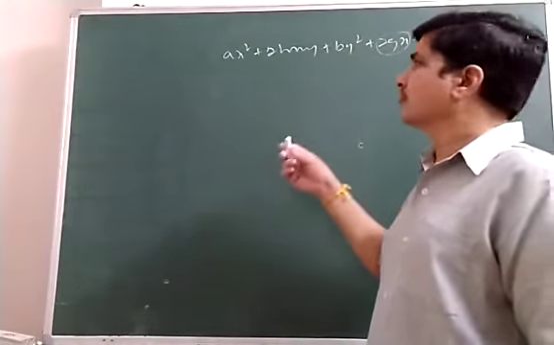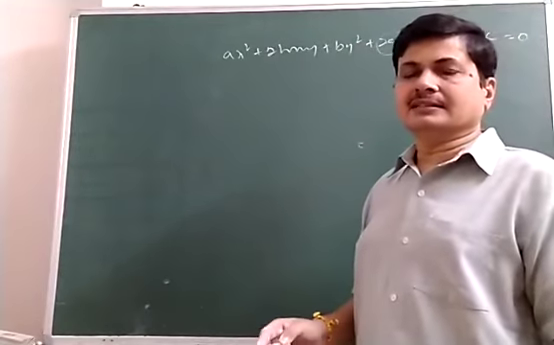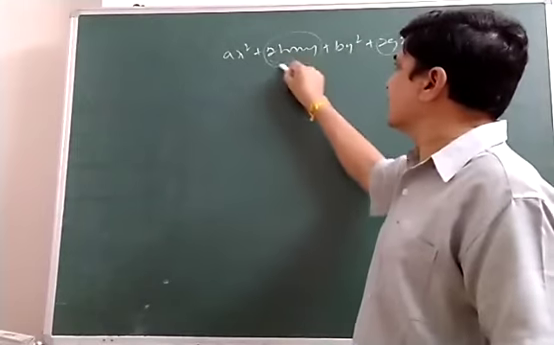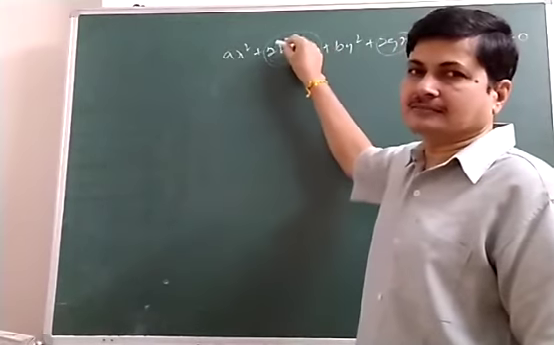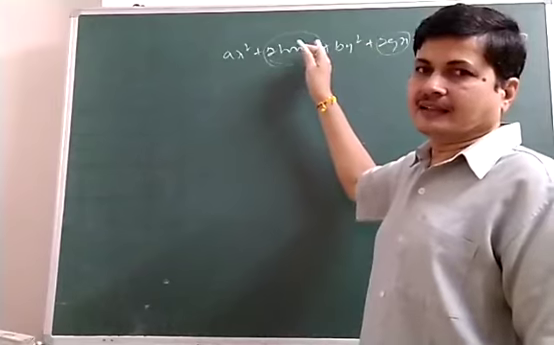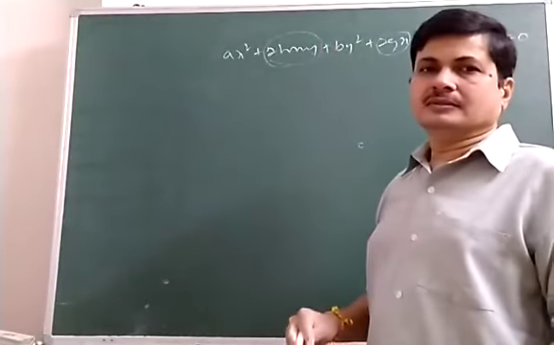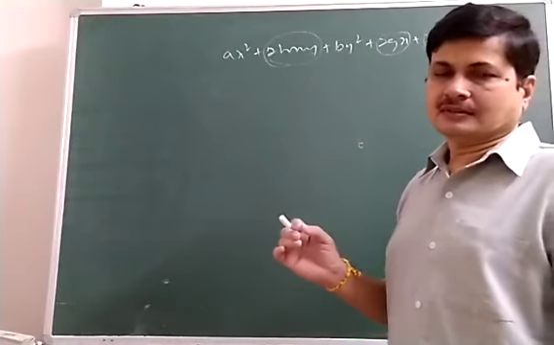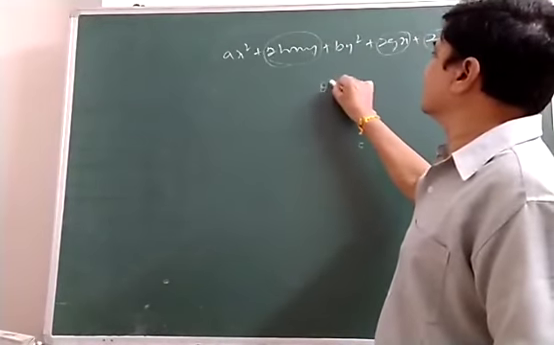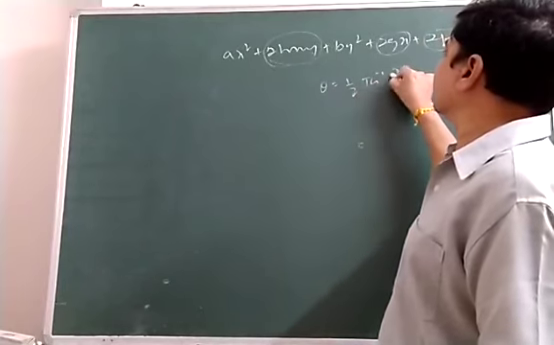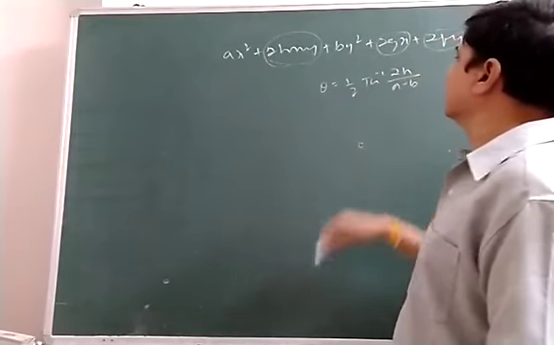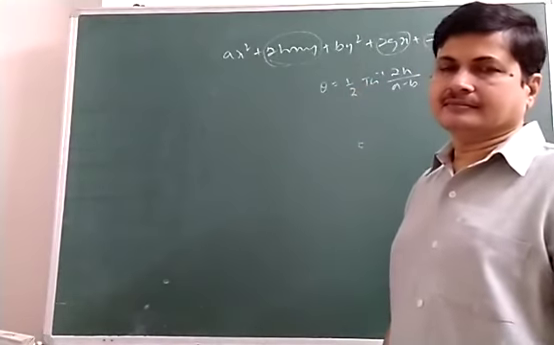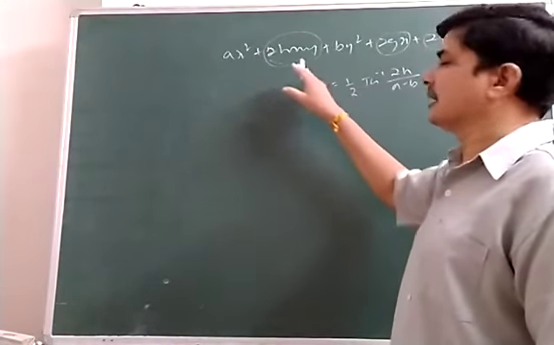Then rotating the axis. What is the use of rotating the axis? To eliminate the xy term, the x into y term, that means the product term, from this equation, we want to rotate the coordinate axis. Theta is equal to 1 by 2 into tan inverse of 2h by (a minus b). This is the angle to rotate the coordinate axis. This is the use of rotating the axis.